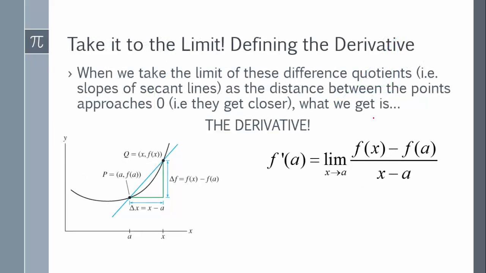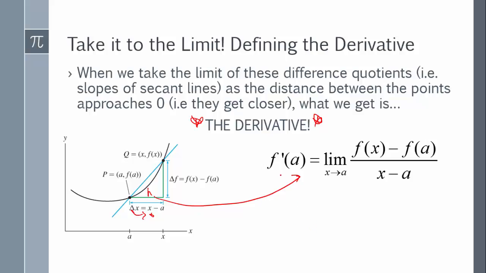Now, when we take the limit of these difference quotients, as you saw in that animation, when we move Q closer and closer to P, essentially what we're doing is getting what's happening to these secant lines as this delta x approaches 0, or as the h approaches 0. And when you put that in limit notation like we have here, what you get is the derivative. So here is one definition of our derivative.